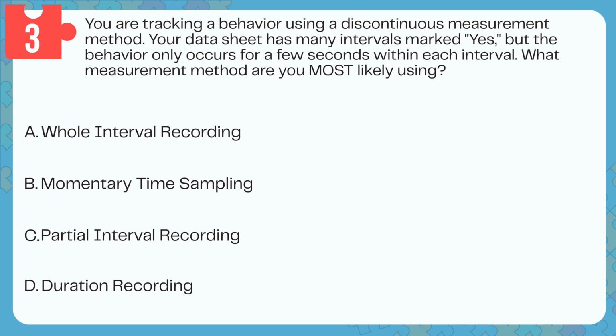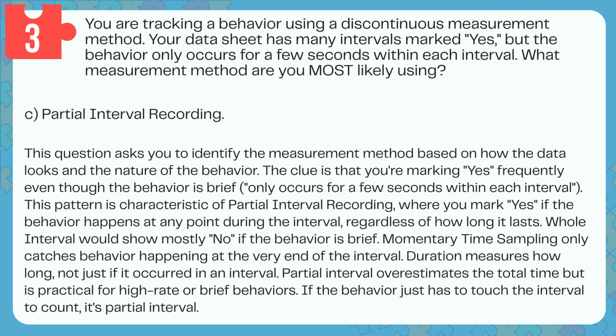Question 3. You are tracking a behavior using a discontinuous measurement method. Your datasheet has many intervals marked yes, but the behavior only occurs for a few seconds within each interval. What measurement method are you most likely using? A. Whole interval recording. B. Momentary time sampling. C. Partial interval recording. D. Duration recording. Answer C. Partial interval recording.